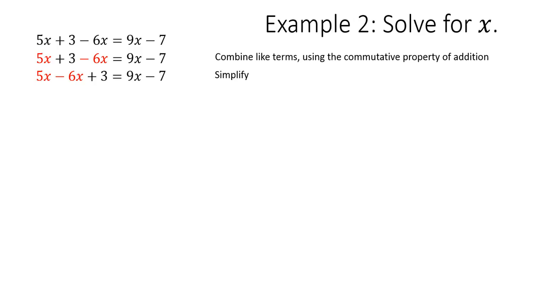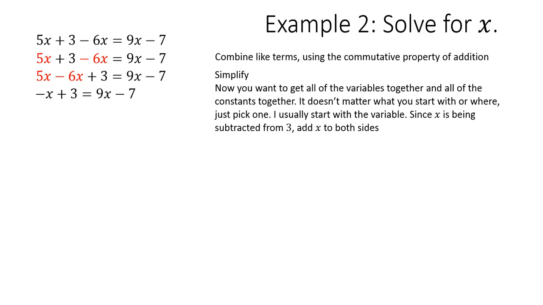And then I'm going to simplify 5x minus 6x, which is negative x, and then I brought down the 3, the 9x, and the negative 7. And then from here, you want to get all the variables together and all the constants together, and it really doesn't matter what you start with or where you start, just pick one. I usually start with the variable, so in this case I'm going to start with a negative x, and since x is being subtracted from 3, I'm going to add x to both sides.